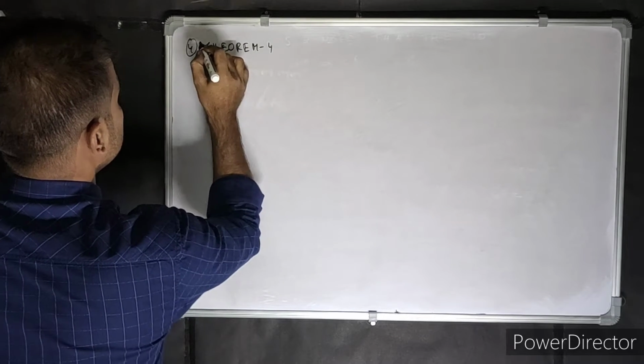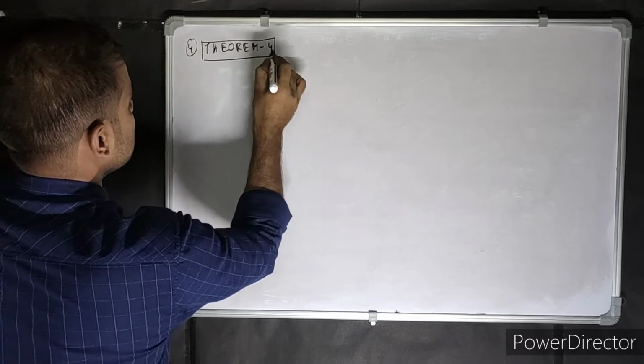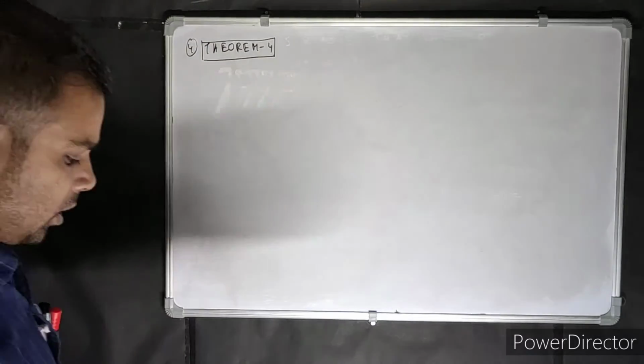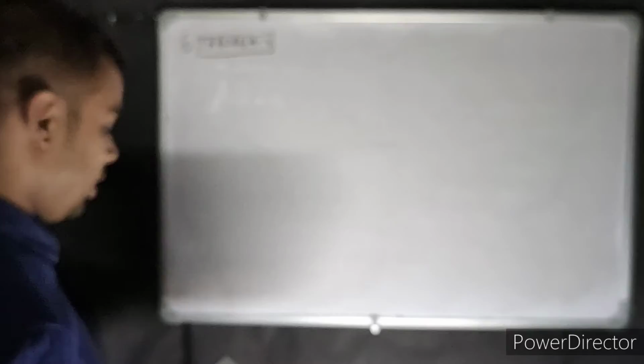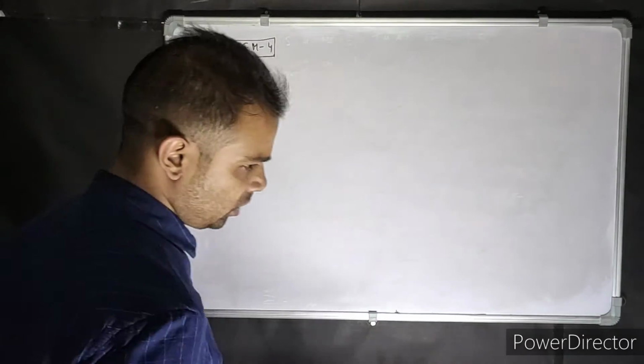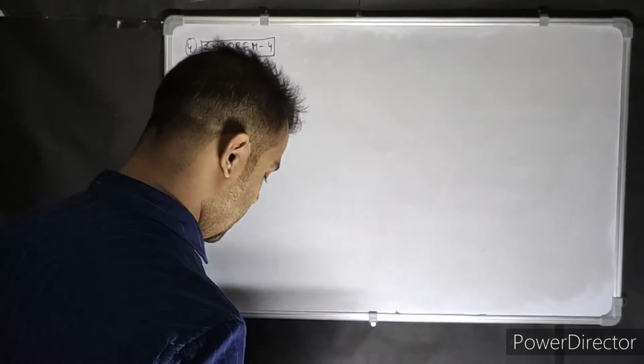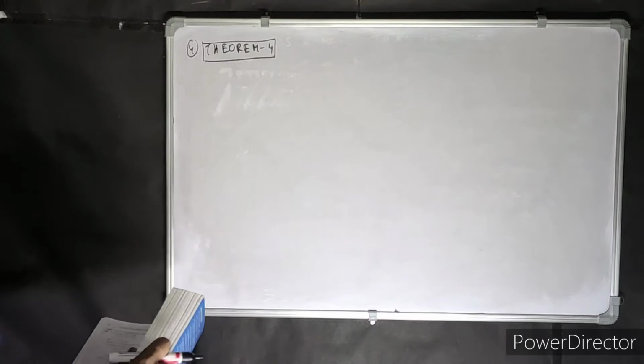Theorem 4. Chapter Relations and Functions. RS Aggarwal students, class 11 students. Chapter Relations, sorry, not functions. Relations and functions for Aggarwal students together it is. You all have the chapter split up.